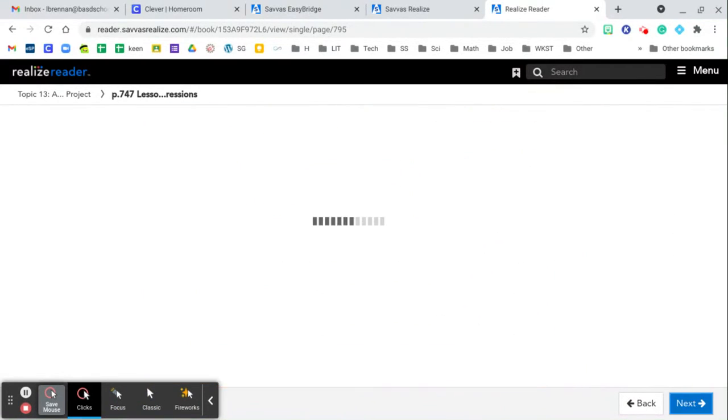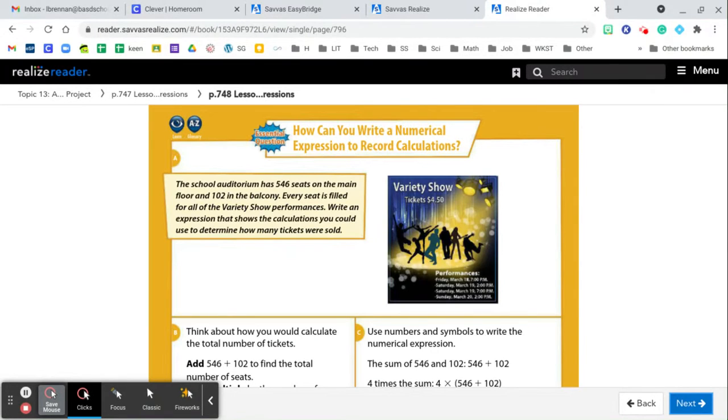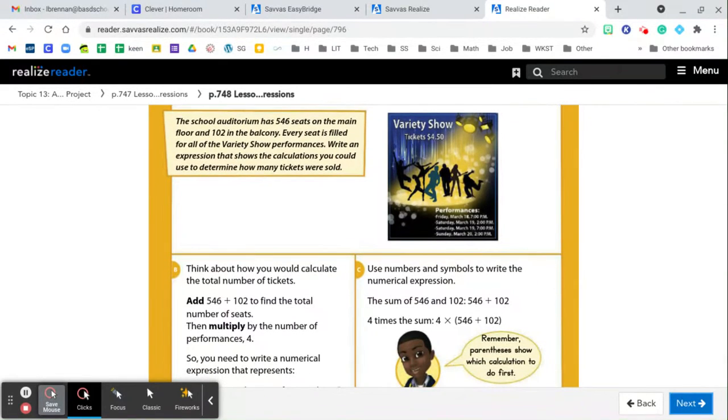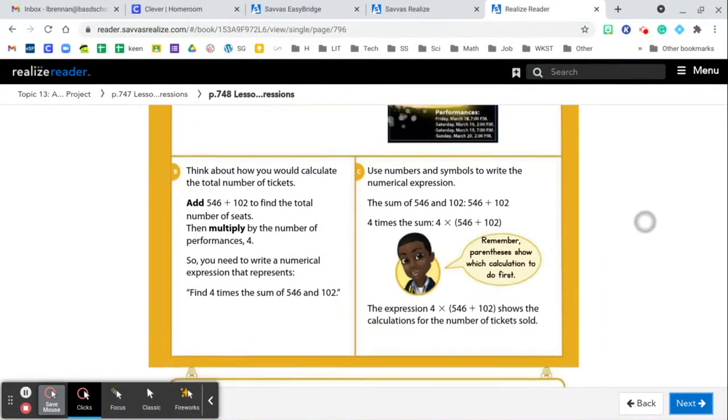And we do what's inside the parentheses first, and then we do what's outside the parentheses. And on the next page, how can you write a numerical expression to record calculations? A school auditorium has 546 seats on the main floor and 102 in the balcony. Every seat is filled for all of the variety show performances. Write an expression that shows the calculations you could use to determine how many tickets were sold.